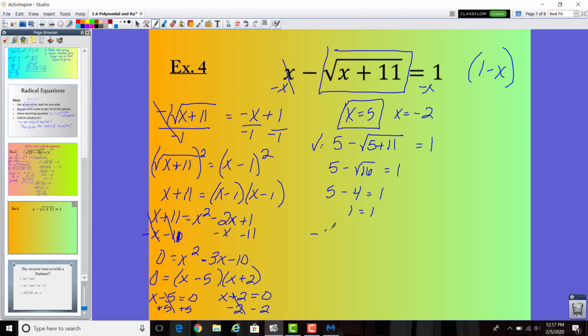So we get negative 2 minus the square root of negative 2 plus 11. Again, that has to equal 1. We get negative 2 minus the square root of 9 equals 1. Negative 2 minus the square root of 9 is minus 3. And negative 2 minus 3 is negative 5. Negative 5 does not equal 1. So negative 2 is not a solution. If you have any questions over this, please let me know.